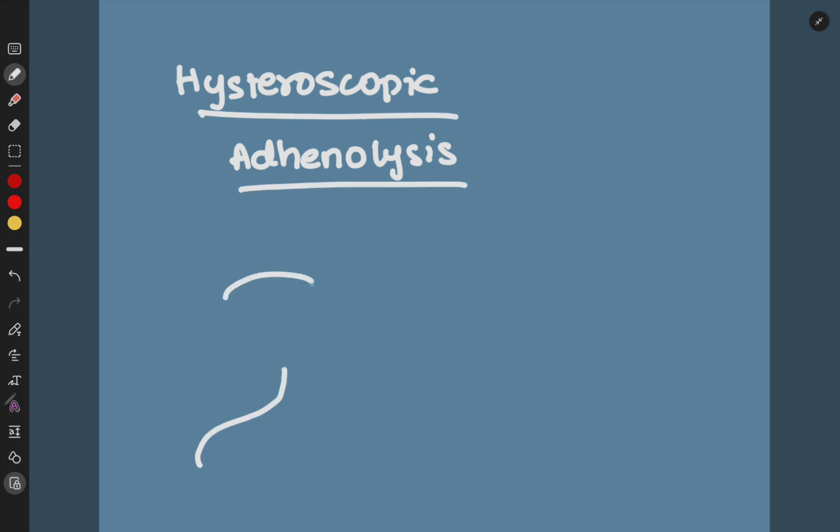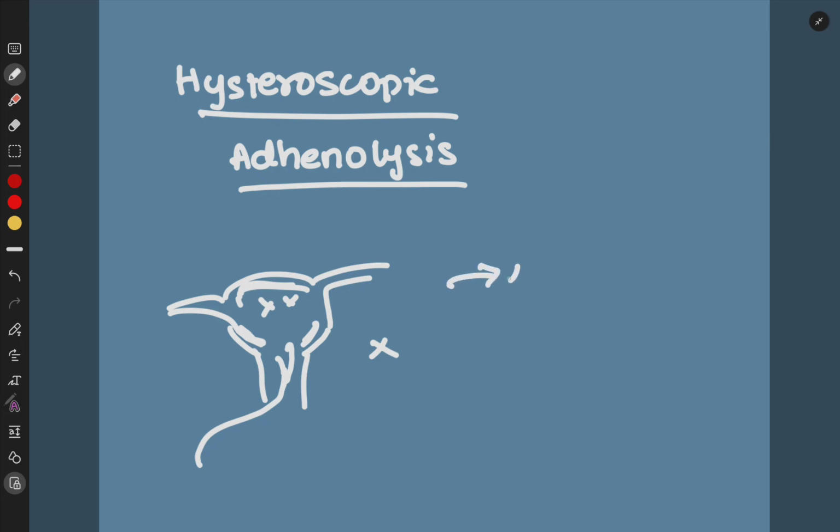A hysteroscope is passed into the uterine cavity, and the surgeon gets a magnified view of the adhesions. One more instrument is also passed which cuts the adhesions. Like that the adhesions are cleared and they get a view of the uterine cavity, like an irregular lining is also seen. Hence it is of both therapeutic and diagnostic value.